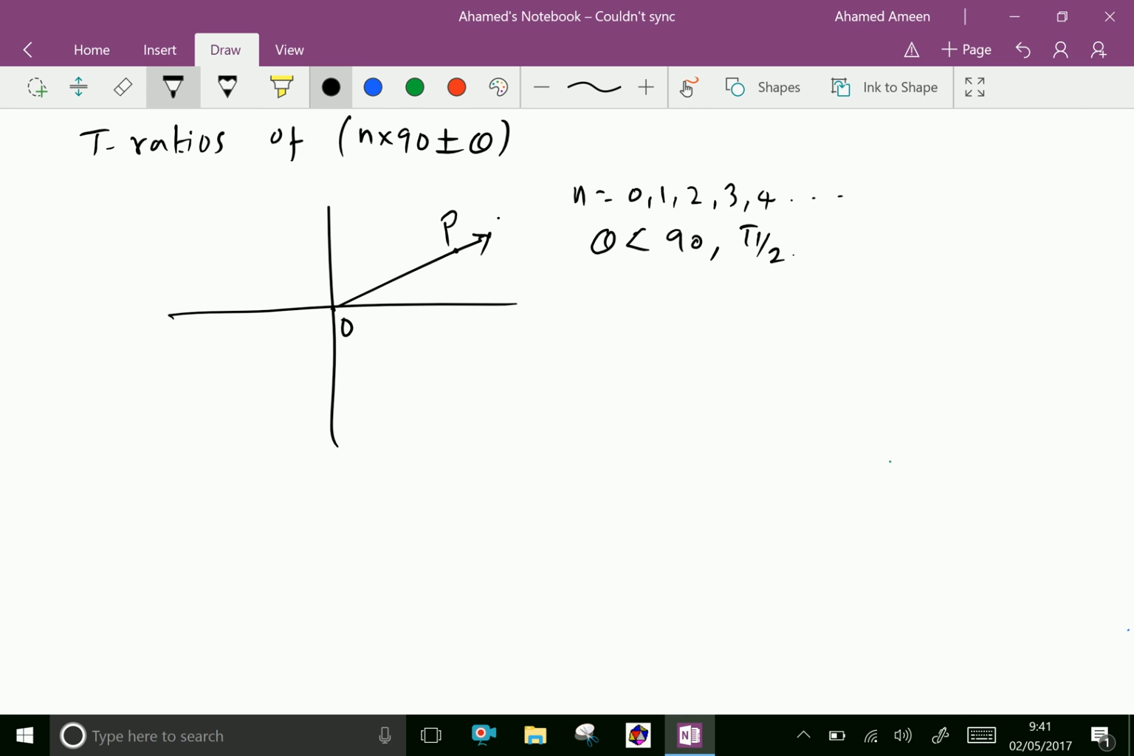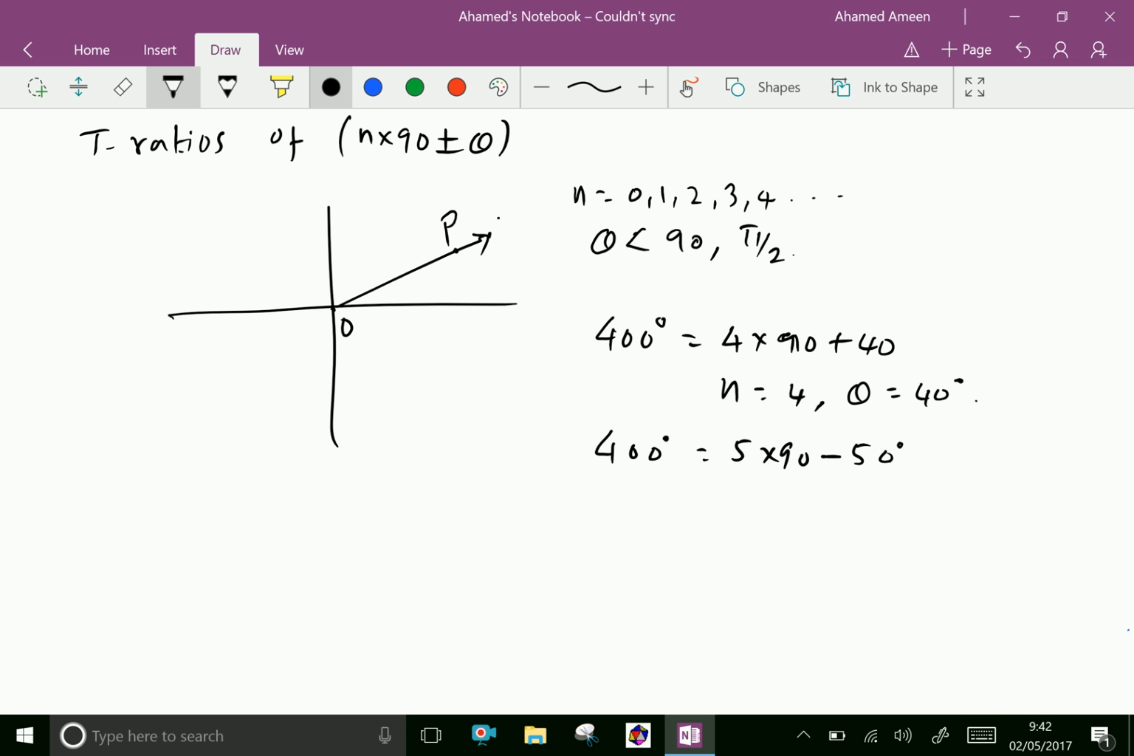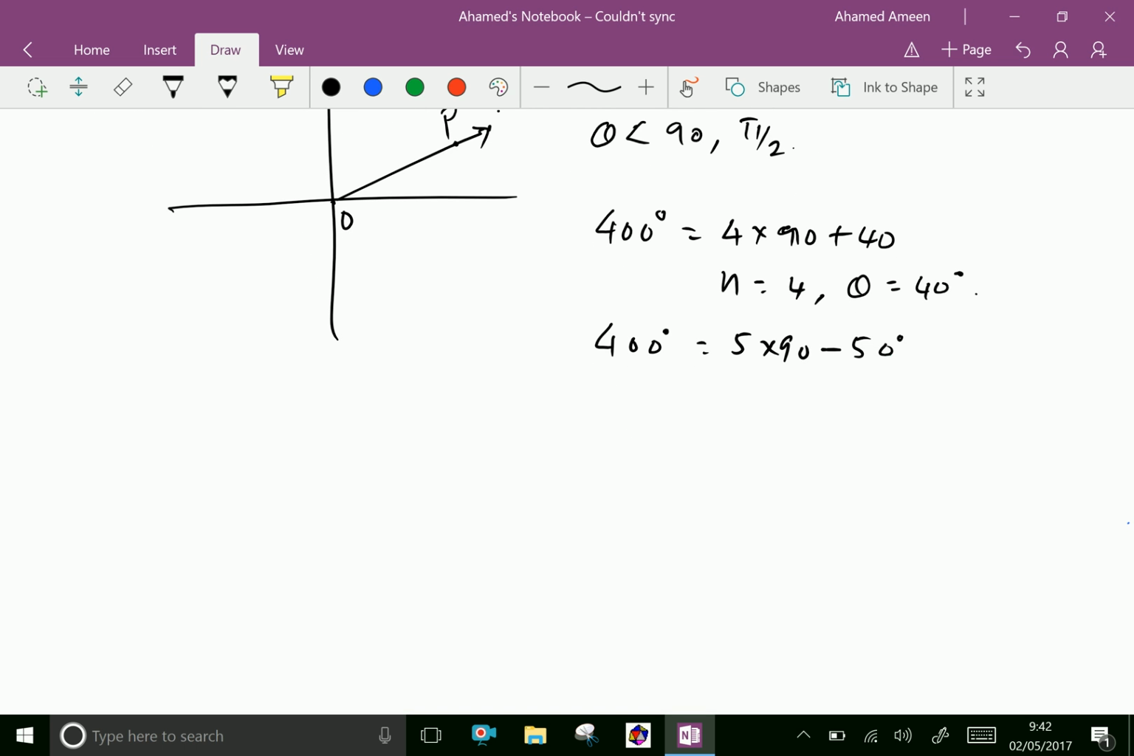Suppose take 400 degrees. How to split 400 degrees in terms of n into 90 plus or minus theta? It is like 4 into 90 is 360 and plus 40, which means n is 4, and theta is 40 degrees. If the same 400 degrees is expressed as 5 into 90 minus 50, since 5 times 90 is 450, and 450 minus 50 is 400, here n equal 5 and theta equal 50 degrees.